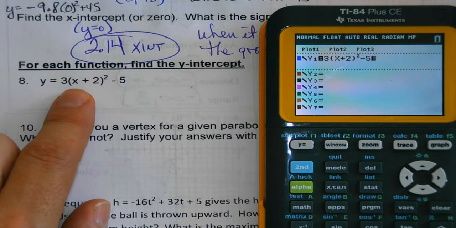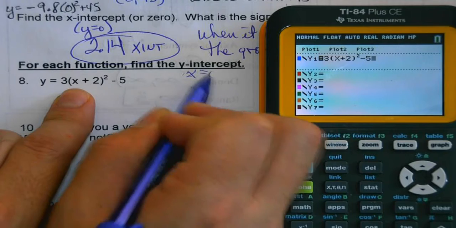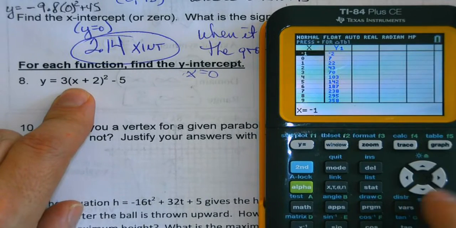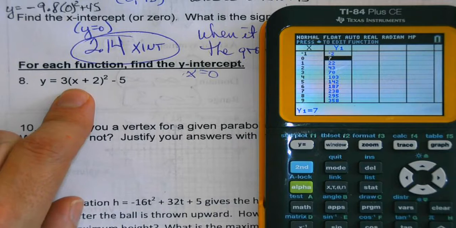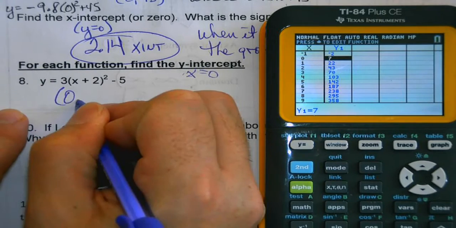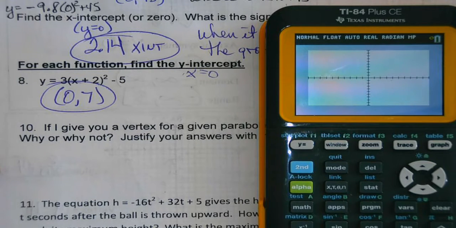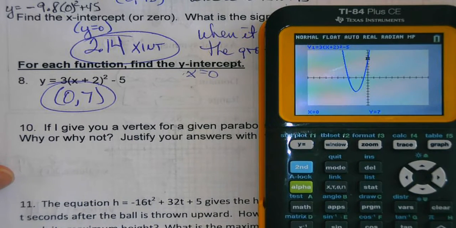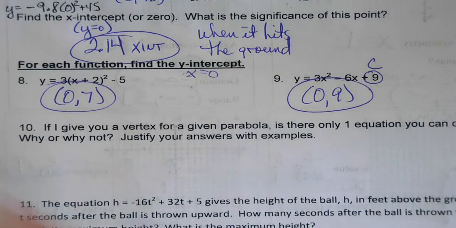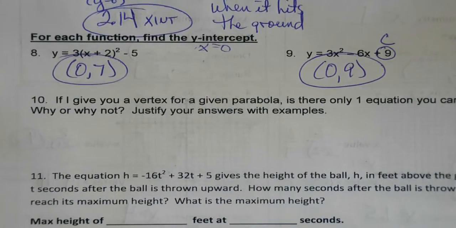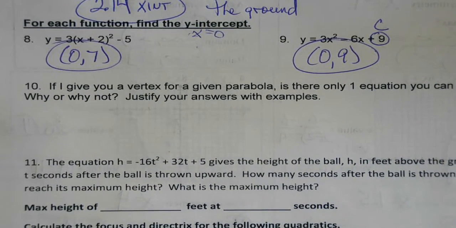I could type this in, because remember, the y-intercept means when x is 0. I could look on the chart. Oh, when x is 0, y is 7. I could do it that way. I could hit trace if I forgot about the chart and just type in 0, 0, 7. Okay, that works. Or I could even just plug in 0 for x and solve it myself. They all would work. Okay, but that's what y-intercepts are, those starting points.